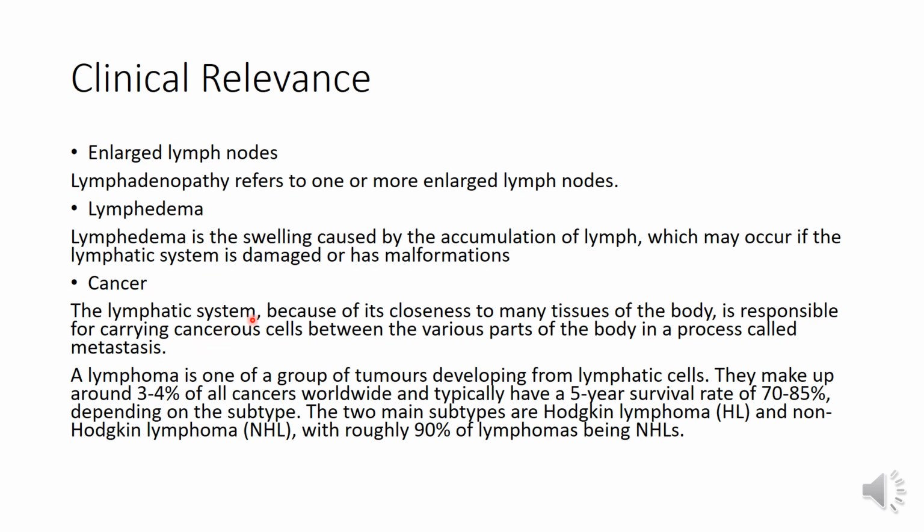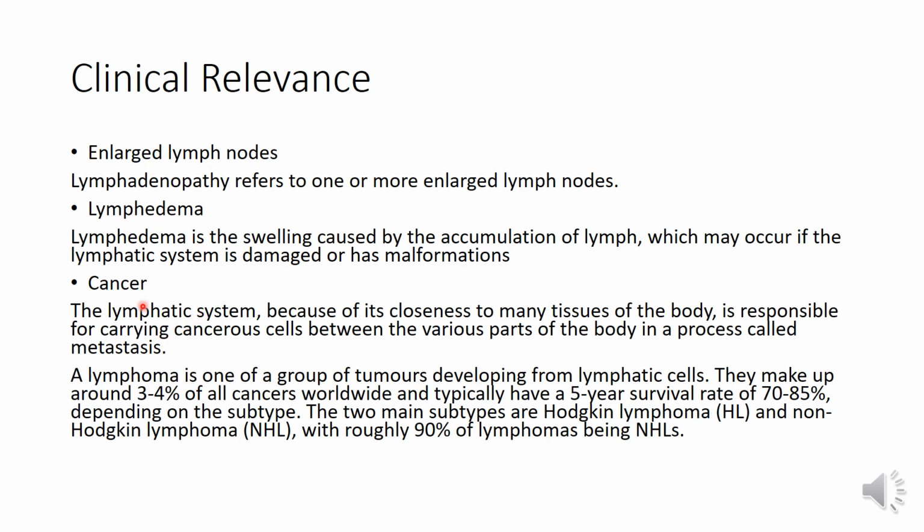The lymphatic system, because of its closeness to many tissues of the body, is responsible for carrying cancerous cells between various parts of the body. That is called metastasis. The lymphatic tissue is closely associated with the various tissues of the body, so cancerous cells in any part of the body are carried easily to different parts of the body. The spread of cancerous cells from one part to another is called metastasis. The lymphatic system has an important role in metastasis.